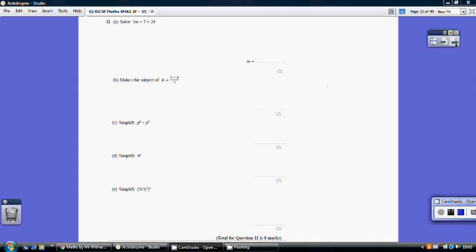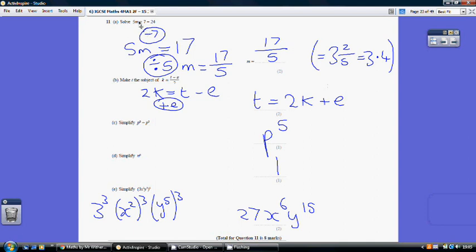Question 11, part A. Well, we start by subtracting 7 from both sides, so 5m equals 17. We then divide both sides by 5, so m equals 17 over 5. That's fine as the final answer, but if you've given it as 3 2/5 or 3.4, that's fine as well.